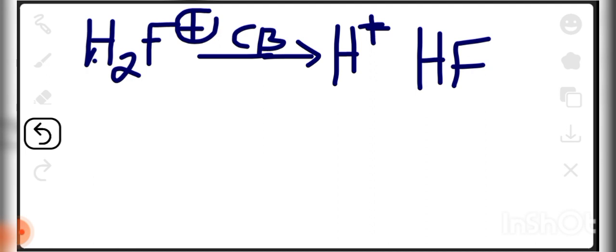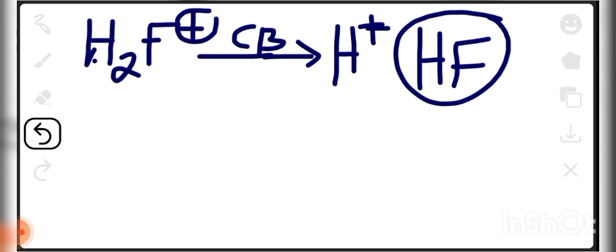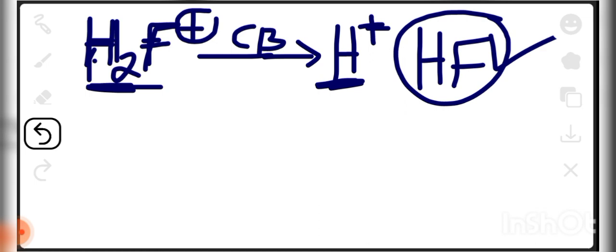Can you see it? So this will be the conjugate base of this acid, because if we remove this H plus from this place, what will be left? One H and just F. Take note of that. So this is the conjugate base of this acid.